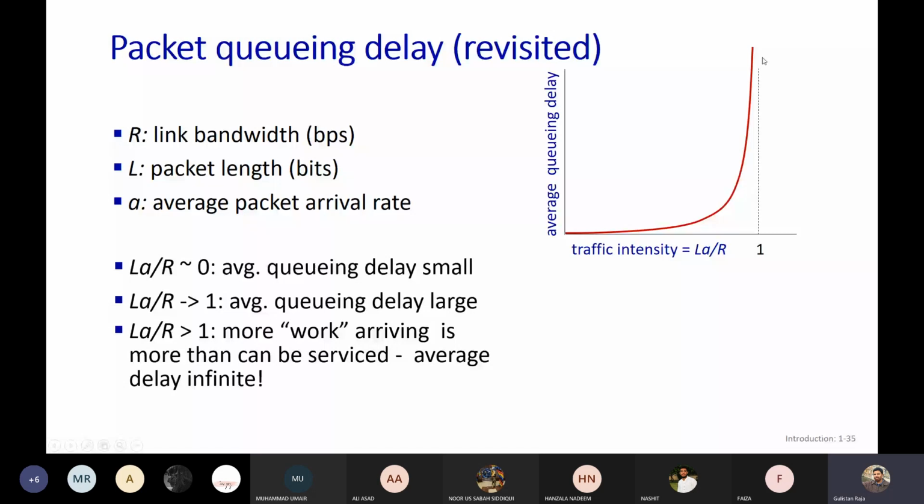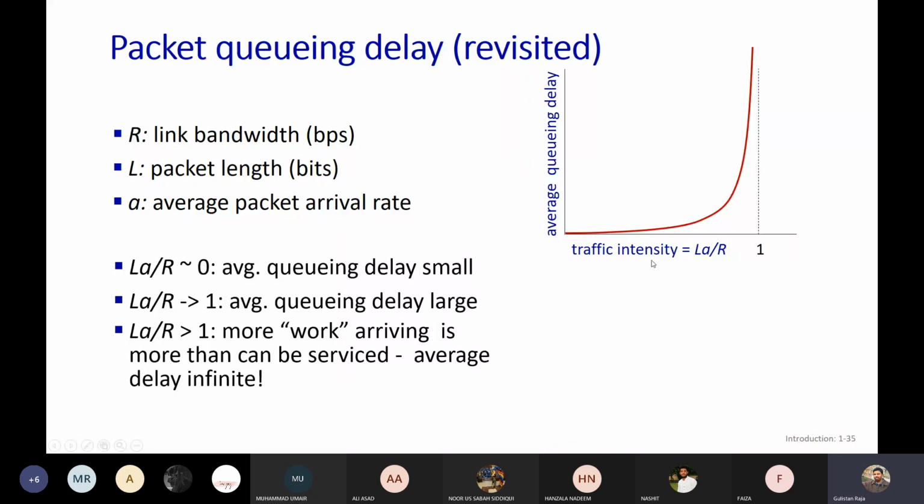Right? And if LA by R is greater than 1, more work is arriving than it can be serviced. So average delay can become infinite. This is a dangerous thing. We want to reduce this LA by R. If it goes greater than 1, it can go to infinity. Infinite means a large delay can occur here. So it all depends upon the traffic intensity.